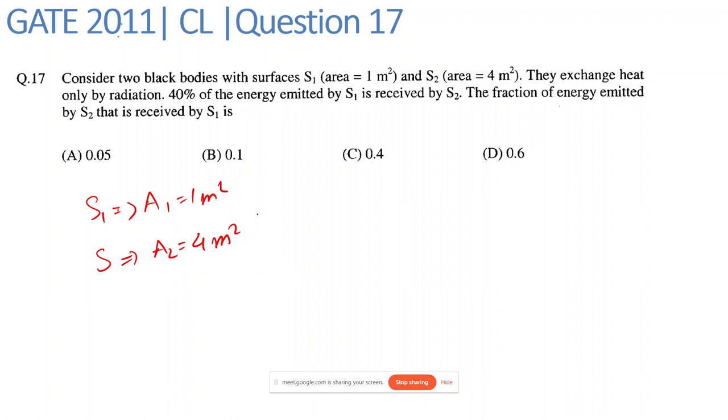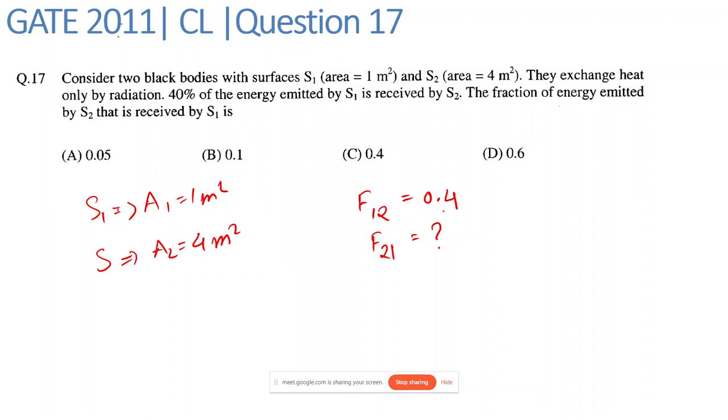So in this question we have been given that F12, that is the energy emitted by surface area S1 and received by S2, we denote it by F12, and that we have been given as 40%. So we can write it as 0.4. The fraction of energy emitted by S2 that is received by S1 is dash. So we have been asked to find the value of F21.